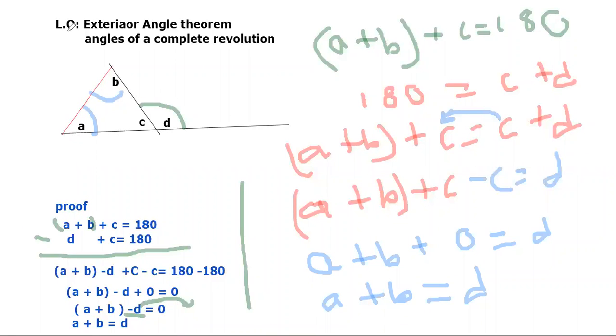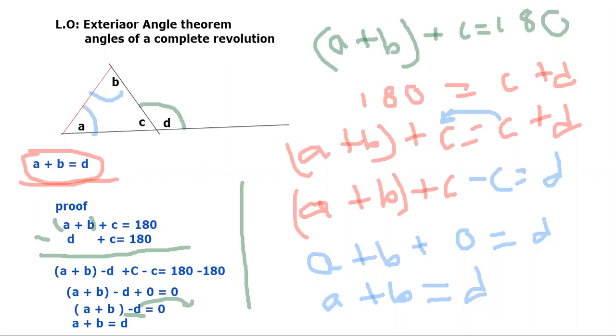Your job is to know that A plus B is equal to D. I didn't write it, so our conclusion is that A plus B is equal to D. And that is your focus. Your focus should be here. As students of this class, you should know that A plus B is equal to D. This is what you're going to use all the time. And this is what we call the exterior angle theorem.